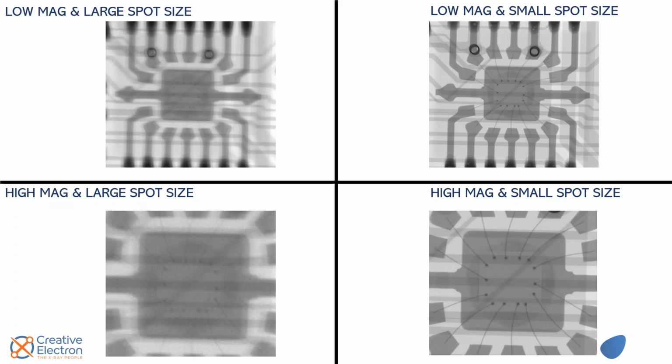So here's basically a matrix showing low mag with a large spot size, and low mag with a small spot size. We can actually see wire bonds, fillet, and everything else. Higher mag with a large spot size, where things get even worse. And then a high mag with a small spot size, where the resolution drops, but we still get a pretty good image because we have a small focal spot size.